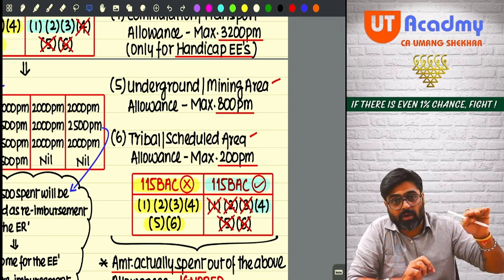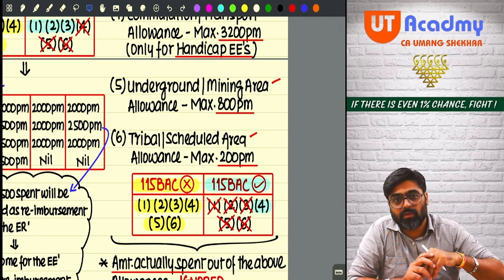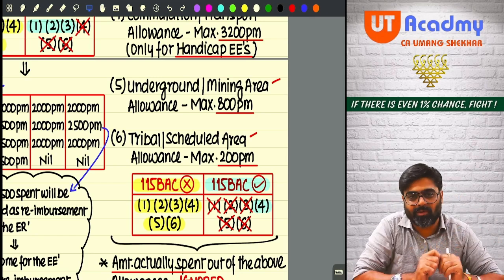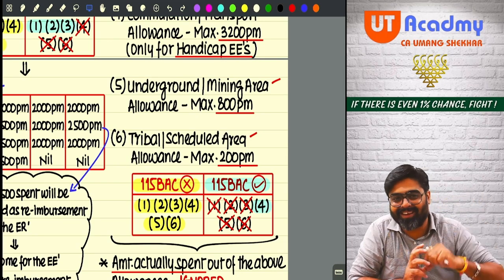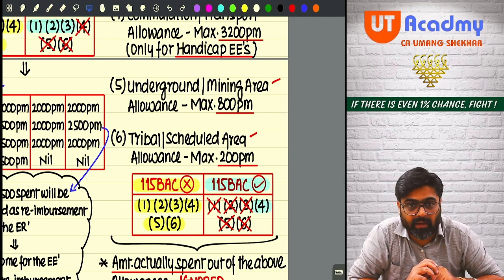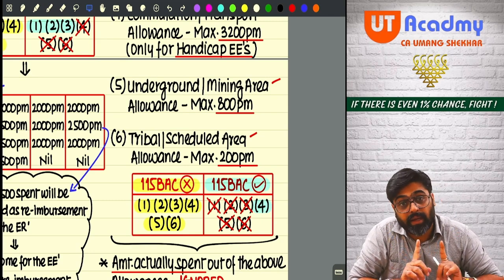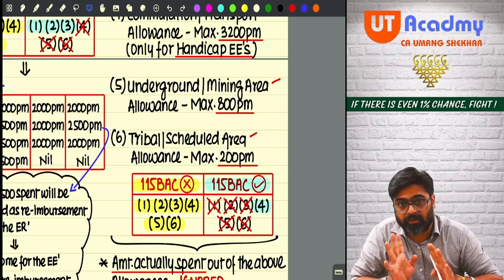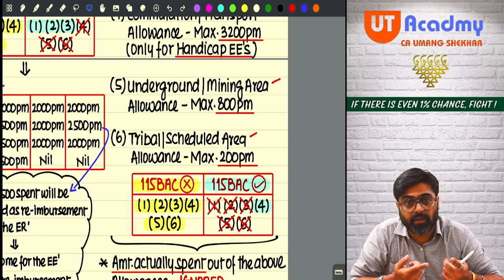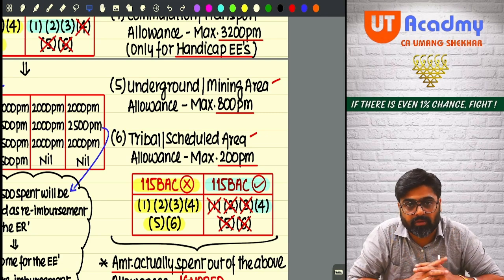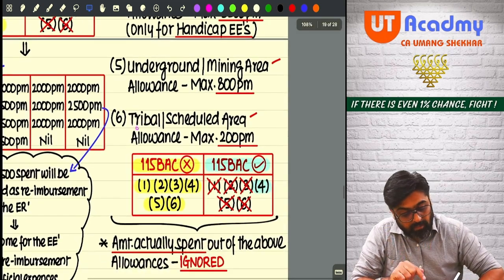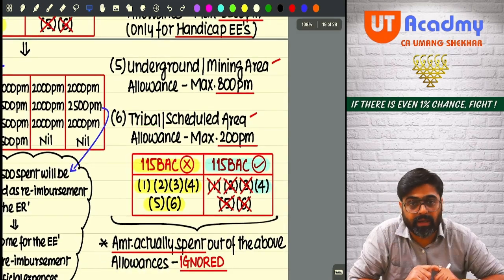So when you go and work underground, in mines, etc., you are paid a little more amount as a compensation for extreme working conditions. That is known as underground area allowance or mining area allowance. If you are getting 800 per month or less, it will be fully exempt. But if you are getting more than 800 per month, 800 will be exempt, the balance will be taxable. Getting my point?